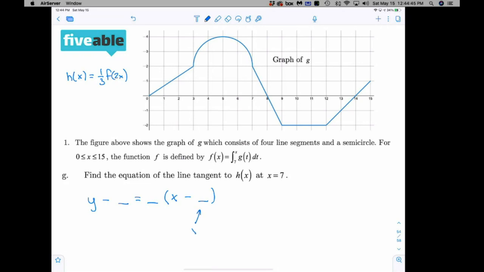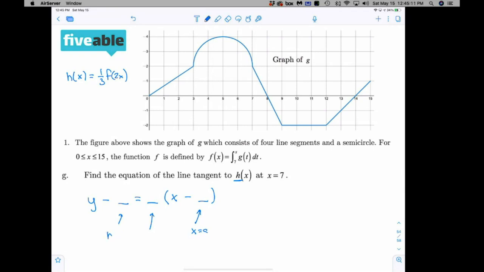We're looking for an x value here. Usually it's called x equals a. We're looking for the output when we plug in a for that one. We're looking for the derivative when we plug in a for that one. But in this example, be careful, because we're not finding the equation of the tangent line to f, we're finding it to h. So let's go back and let's be really specific about this.